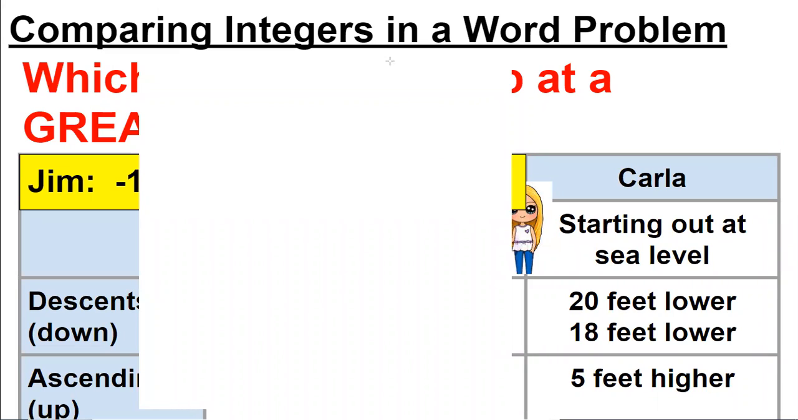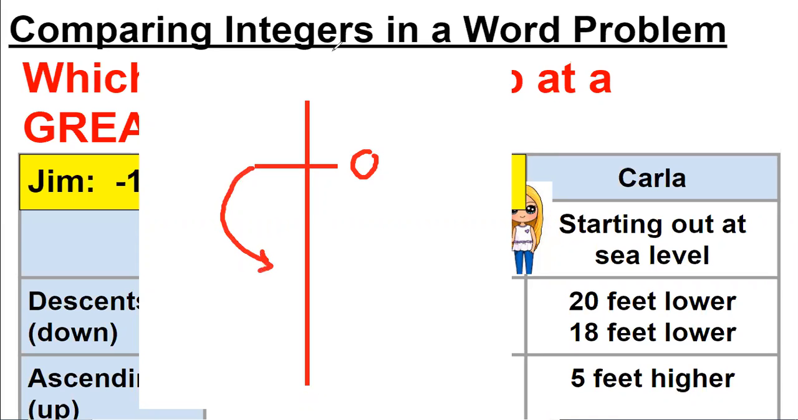Carla starts at sea level. She is going to start at 0. I don't know why my lines don't want to be straight today. I'll undo that and try again. There we go. Okay, Carla is going to start. We'll put 0 up here so we have a little bit more working space. She's starting at 0. She's going to go down 20 feet lower.